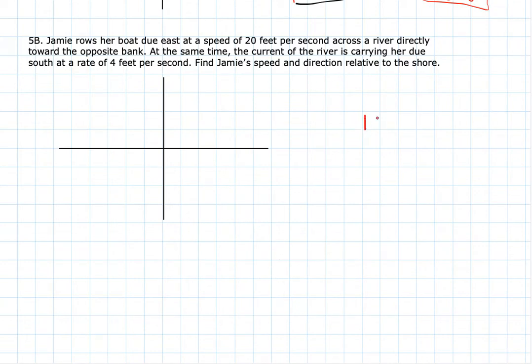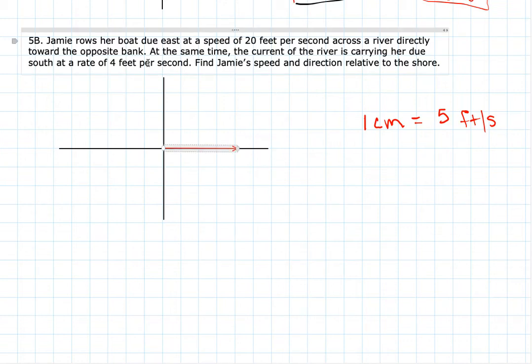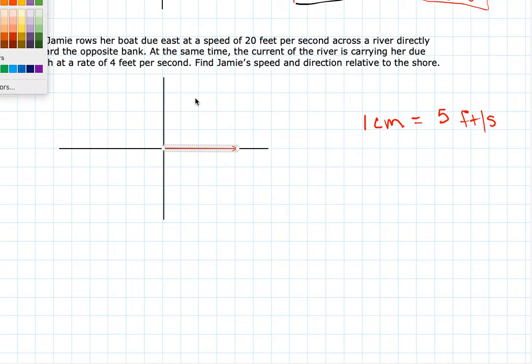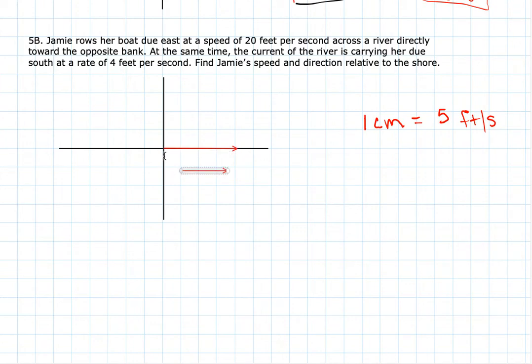So I'll just say 1 centimeter equals 5 feet per second. And I will get myself some arrows here. So due east 20, so we will just say 5, 10, 15, 20. And then the current is due south at a rate of 4 feet per second, so we will, whoops.